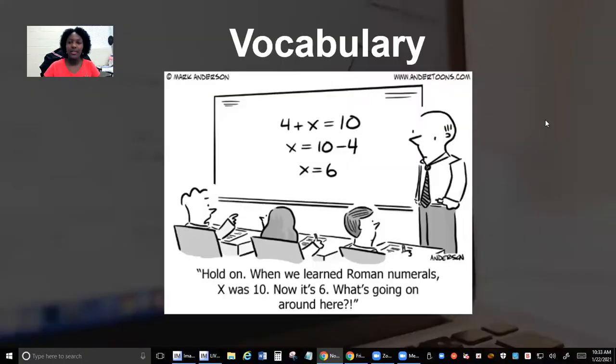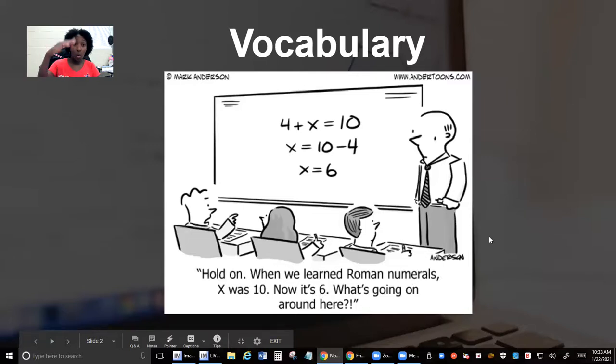All right. First thing, let's look at this. 4 plus x equals 10. x equals 10 minus 4. x equals 6. Hold on. When we learned Roman numerals, x was a 10. Now it's 6? What's going on around here?